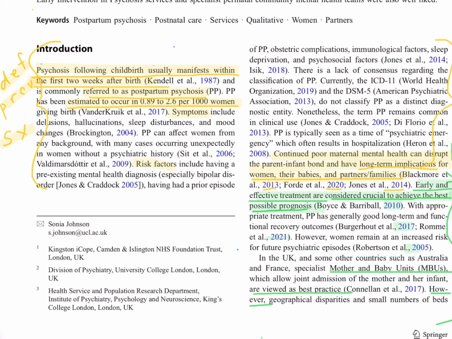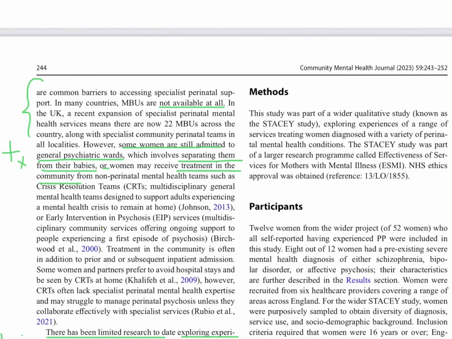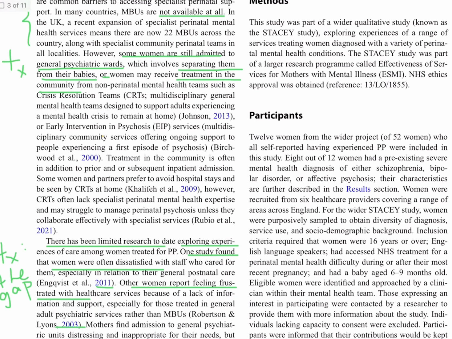They also say that mother and baby units, or MBUs, which allow the mother and the infant to be admitted together, that's considered best practice by experts. We have another citation. However, we learn that the MBU, the mother-baby units, are not available everywhere. And so we're beginning to get related to the research problems.